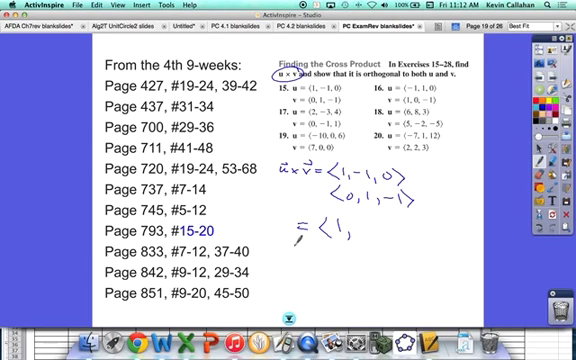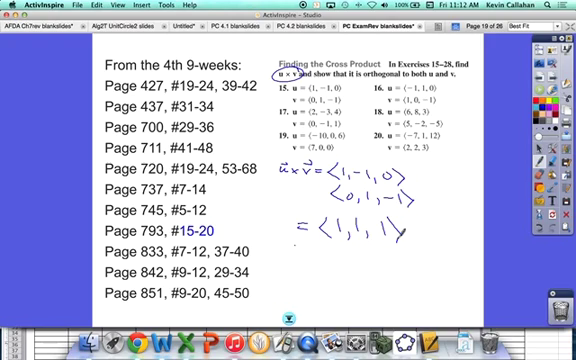Okay, what about the second component? Cover up the second component. 1 times negative 1 minus 0 times 0. Right? That would be negative 1, except the middle component has got a negative in front of it, so 1. And the third component, cover those up, 1 times 1, minus 0 times negative 1, is 1. Right? So that's the cross product.